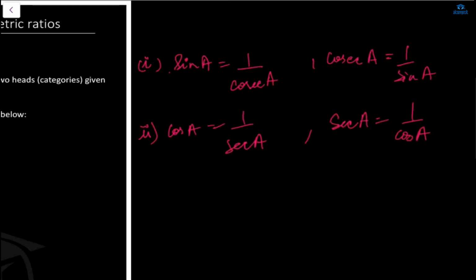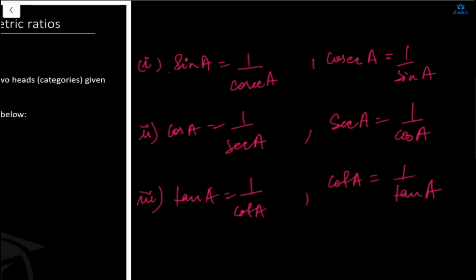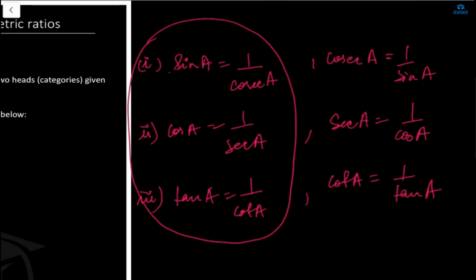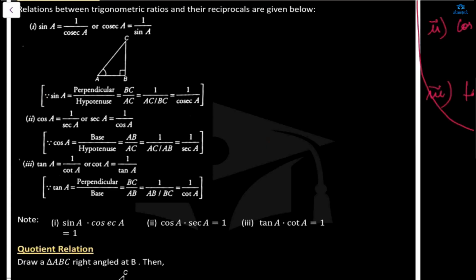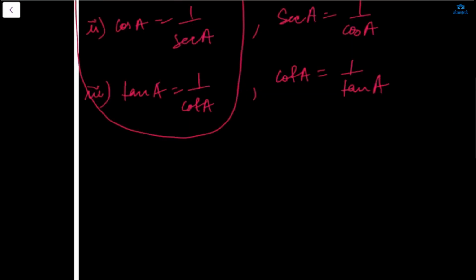The third one is tan A is equal to 1 upon cot A, and similarly cot A is equal to 1 upon tan A. So this is the reciprocal relationship. If you remember the first three, you already know the others, as they are vice versa: sine A is equal to 1 upon cosec A, cos A is equal to 1 upon sec A, tan A is equal to 1 upon cot A. Now, a quick explanation of how this is done.